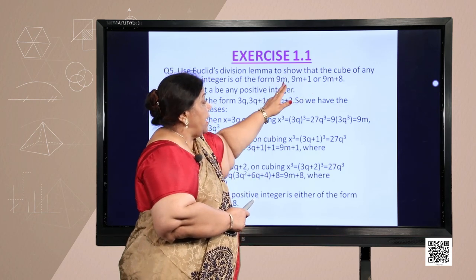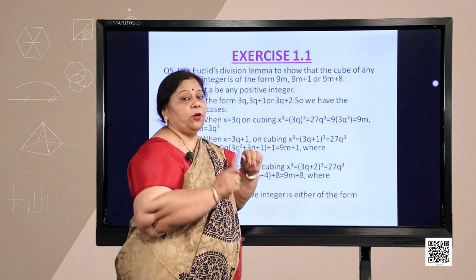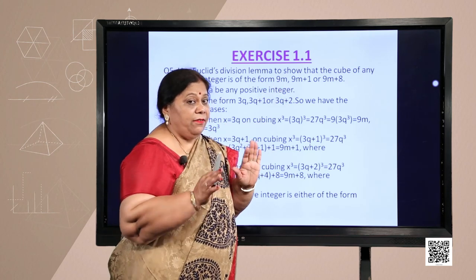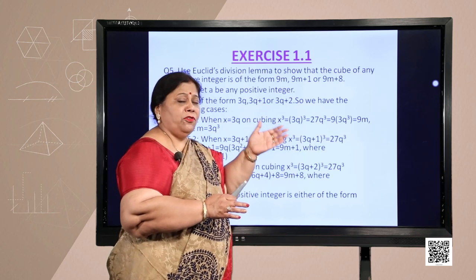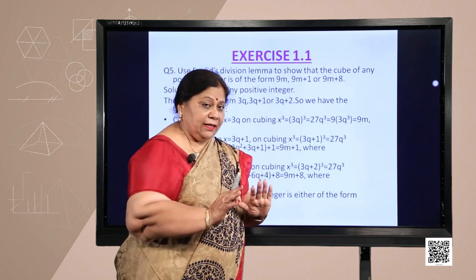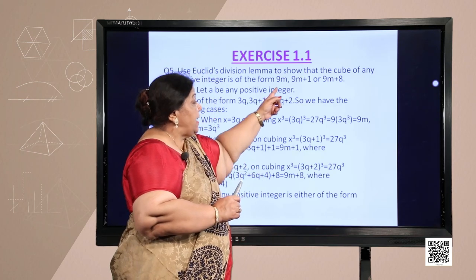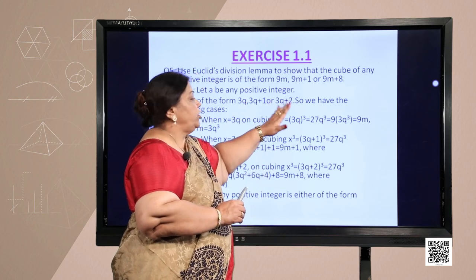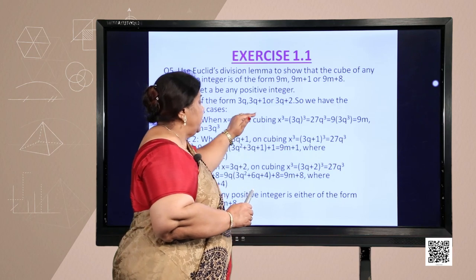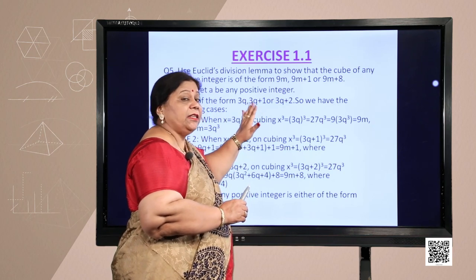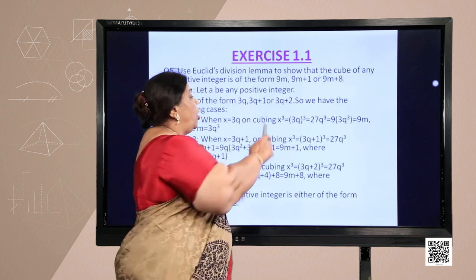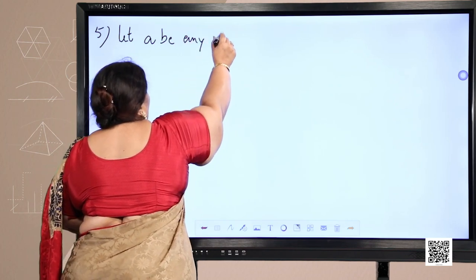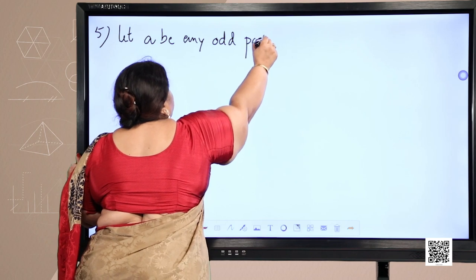Remember, I am not taking 9m, 9m plus 1 and 9m plus 8 because if I take this, I will have to prove it for all the 8 cases when the remainder is 0, 1, 2, 3, 4, 5, 6, 7 and 8. That will become lengthy. So, we are taking this because 9 is a multiple of 3, it will be enough if I take 3q, 3q plus 1 or 3q plus 2. Let us solve this using the three cases, cubing the three cases 3q, 3q plus 1 or 3q plus 2. Let A be any positive integer.